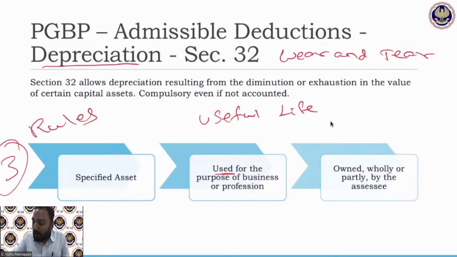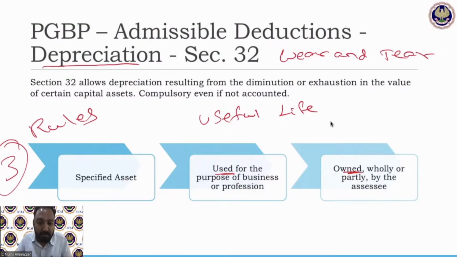The third one is it must be owned. When you say ownership, it could be wholly owned or partly owned by the assessee. So what are the three rules? It must be a specified asset. It must be used for the purpose of business. It must be owned by the assessee, either wholly or partly. Now we'll understand all these three independently. What is a specified asset? What does it mean by used for the purpose of business? What do you mean by owning an asset? We'll understand all these three concepts.